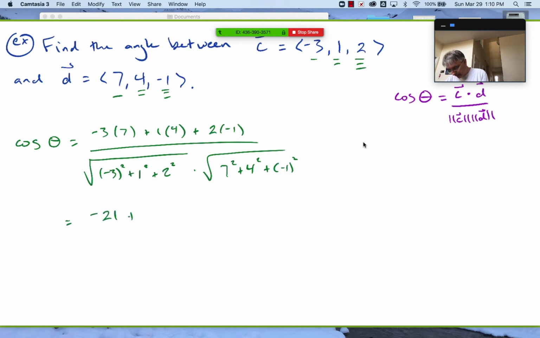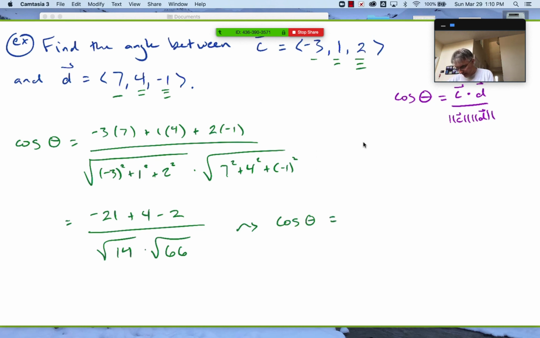Negative 21 plus 4 minus 2 over the square root of 9 plus 1 is 10 plus 2 is 12, squared is 14. 49, 50, 66. And so putting this all together, I end up with the cosine of theta equals negative 19 over the square root of 14 times 66, which is about 30.4.